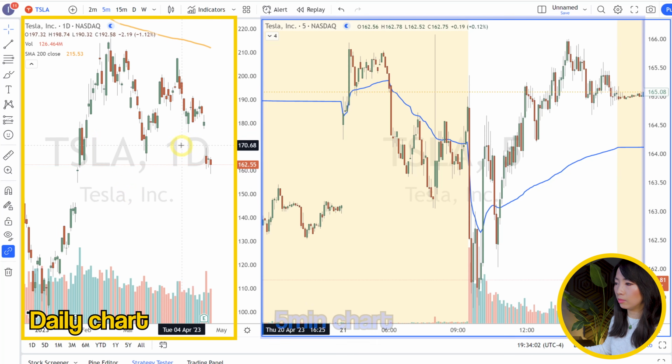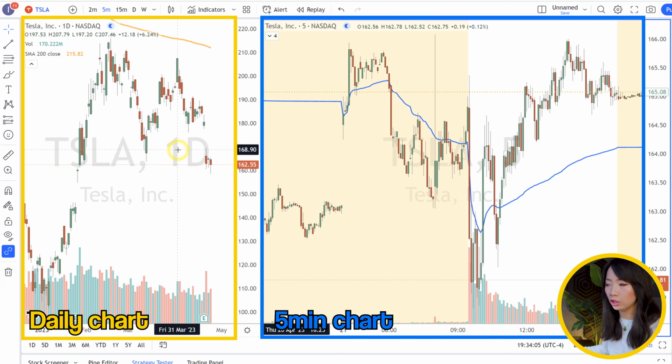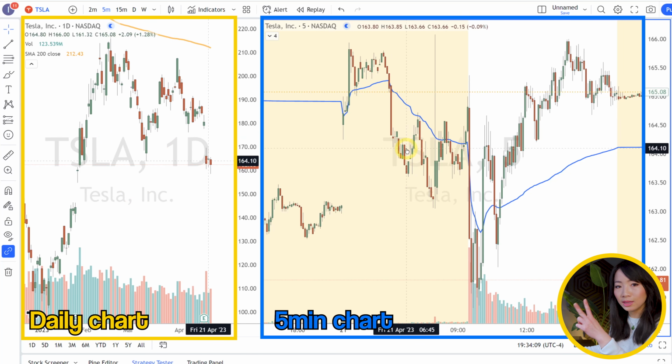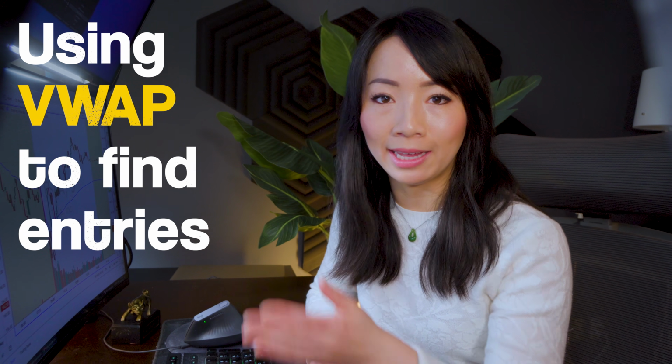You can do something similar on the daily chart as well if you wish, but I personally only use the intraday VWAP on the 2-minute and the 5-minute. So let's talk about how to use VWAP to find entries now.